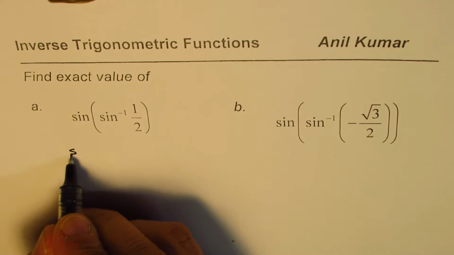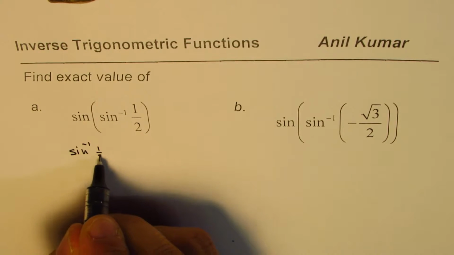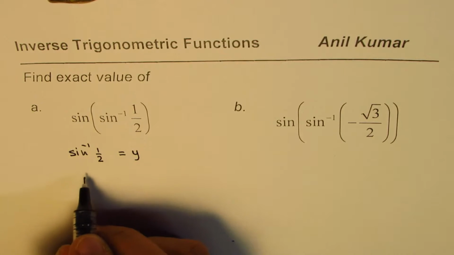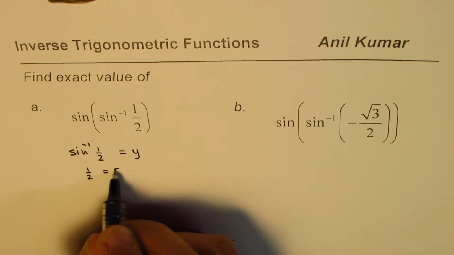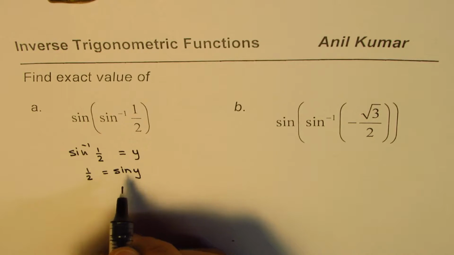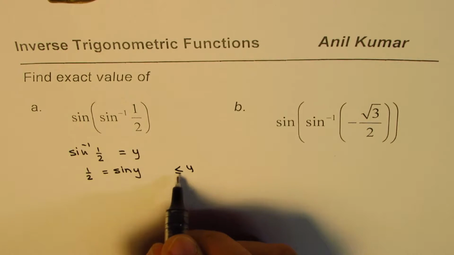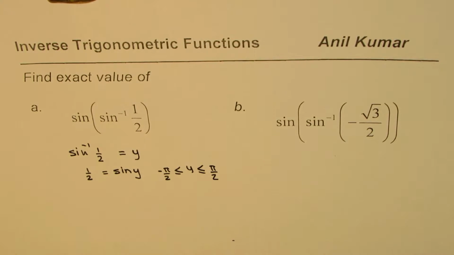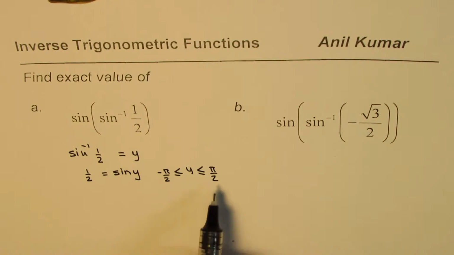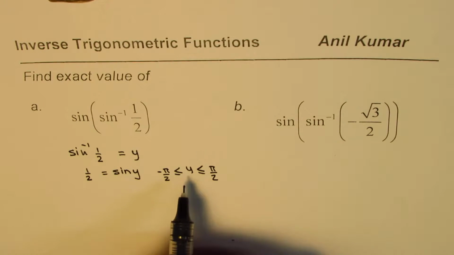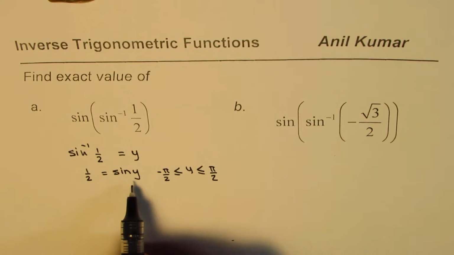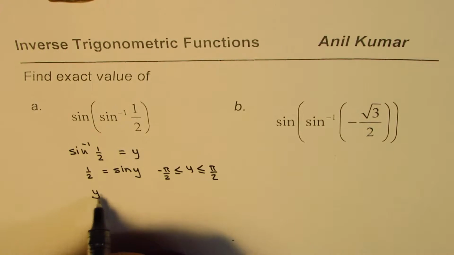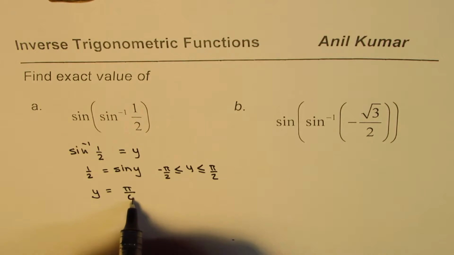So let me write sine inverse half as equal to y. In that case, we can write half is equal to sine y, where y is between minus pi by 2 to pi by 2, right? The inverse function is defined only in this interval. So the value of y which satisfies the given equation is pi by 6, right?